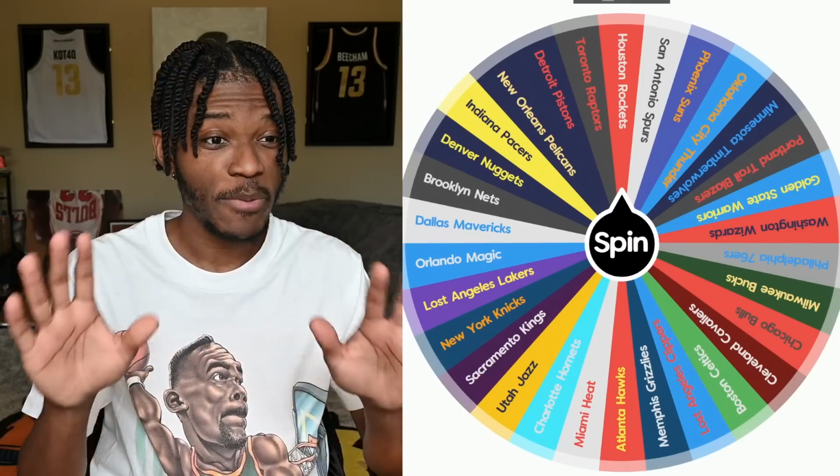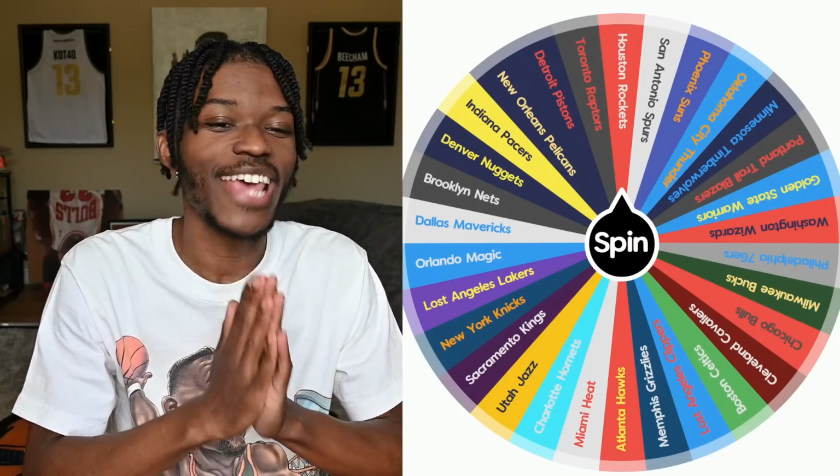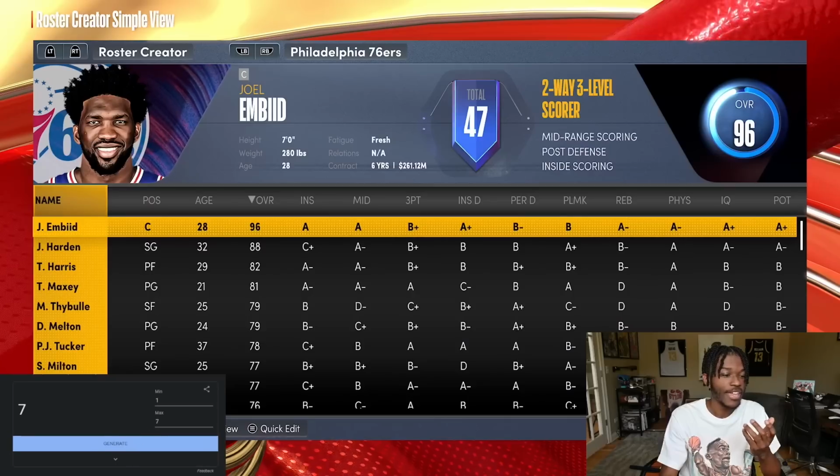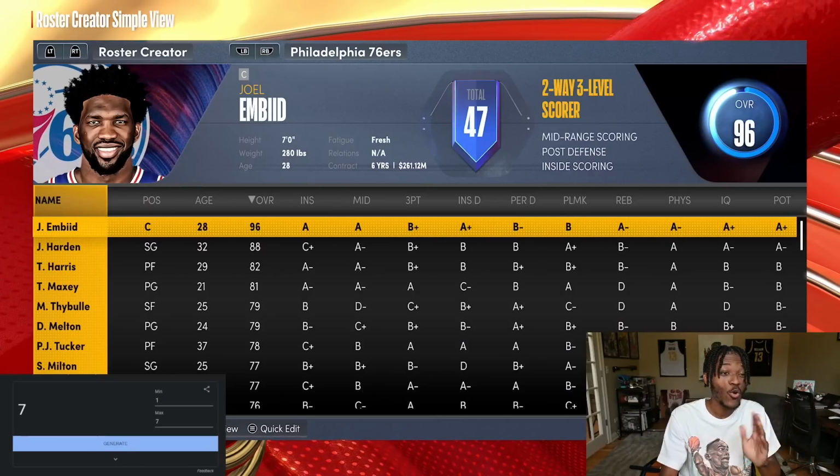Let's get into it. So we're spinning for 30 organizations, and this is exactly where we start. All 30 teams are here, and this is going to determine where we get our legend from. And then here is where we determine who the legend is.